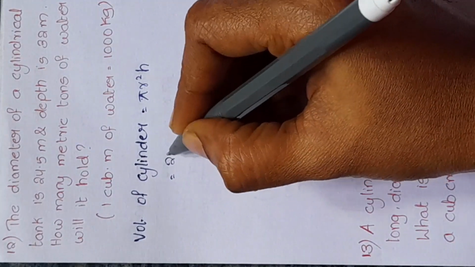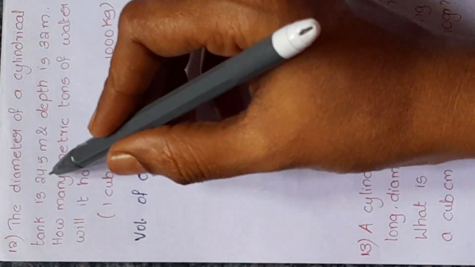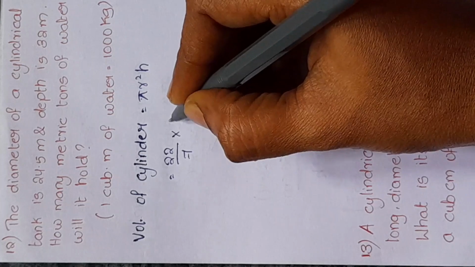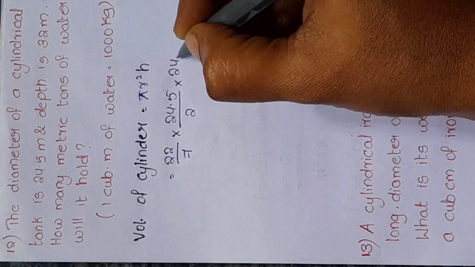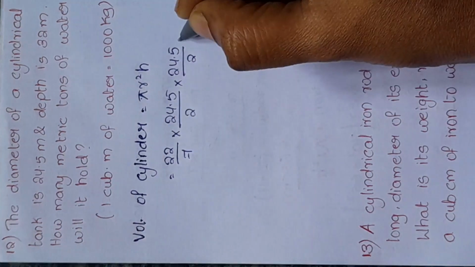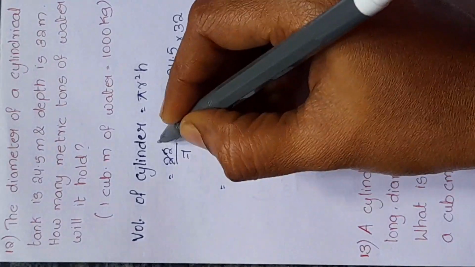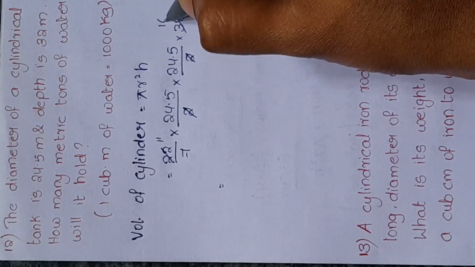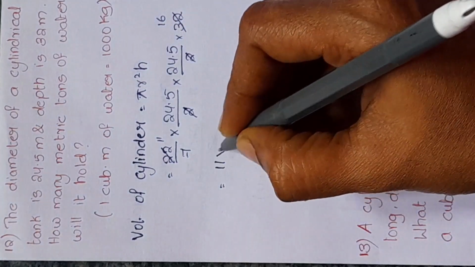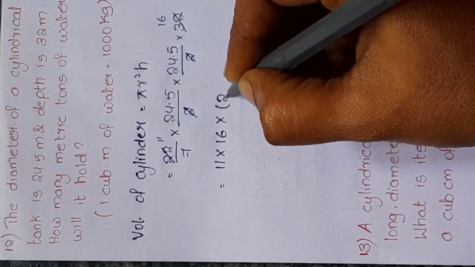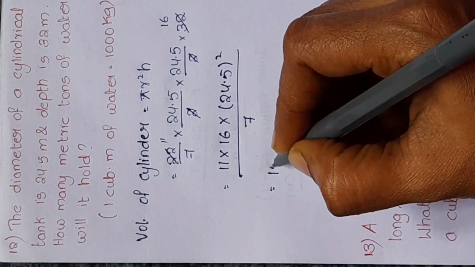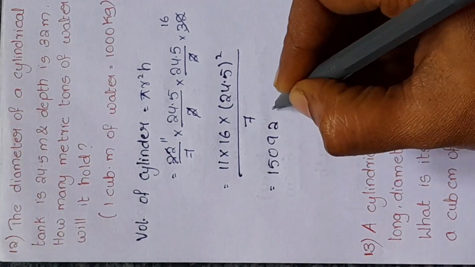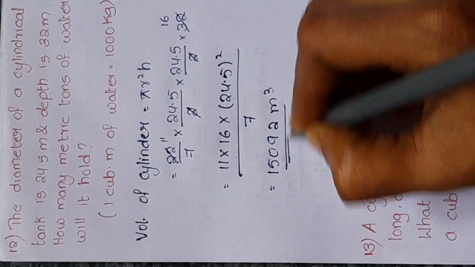Now substituting the values, 22 by 7. The diameter is given as 24.5, so r is 24.5 by 2. Again r square, 24.5 by 2. Height is 32. 2 11s are 22, 2 16s are 32. 11 into 16 into 24.5 whole square by 4 is equal to 15092 meter cube of water can be held in the cylinder.